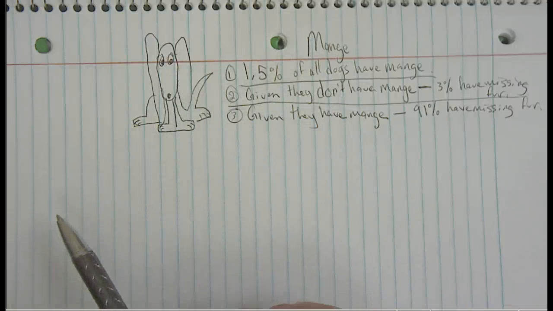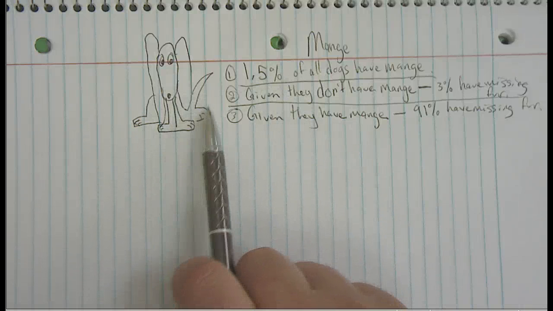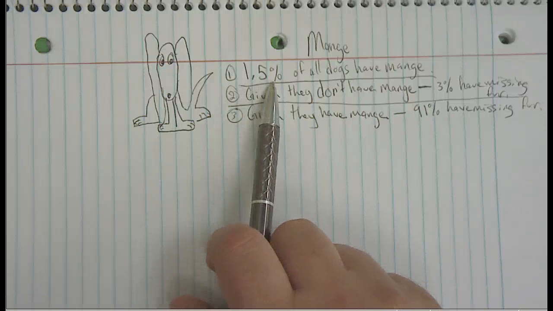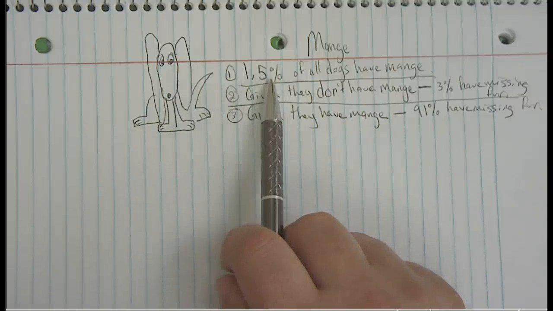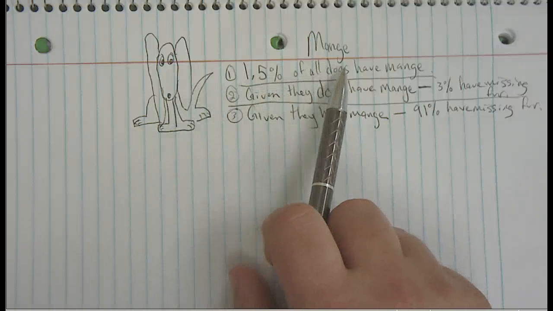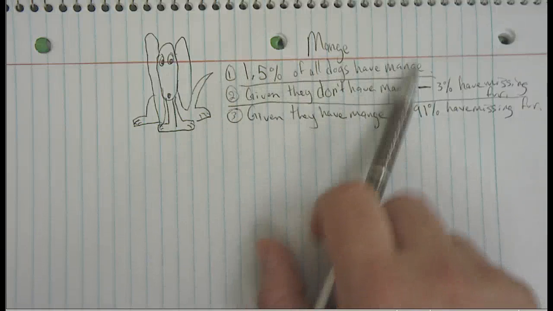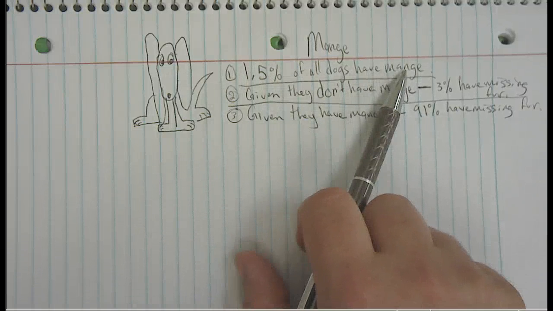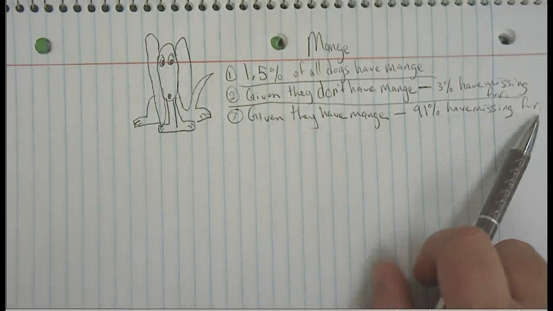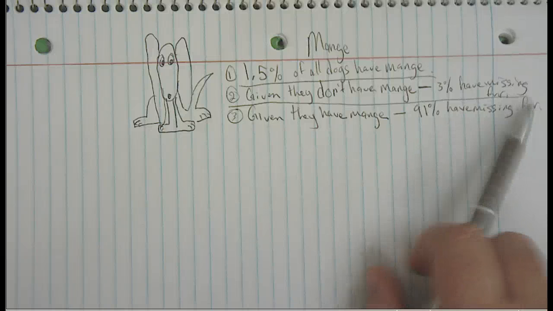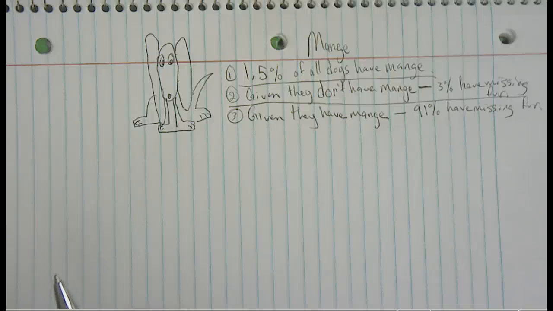And I go to the vet, and I say, Doc, I'm worried about this. And the vet says, well, let's give you these facts, okay? Yes, when your dog is missing fur, first of all, 1.5% of all dogs have some form of mange, right? And if they have mange, 91% of them do have missing fur. And if they don't have mange, only 3% have missing fur.